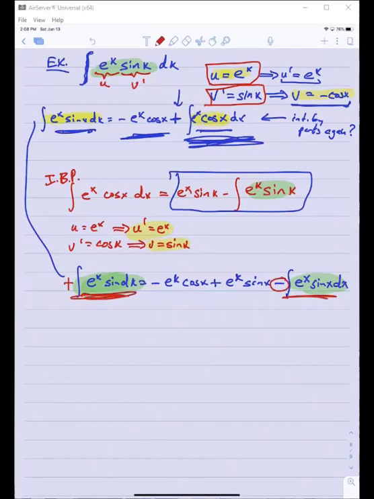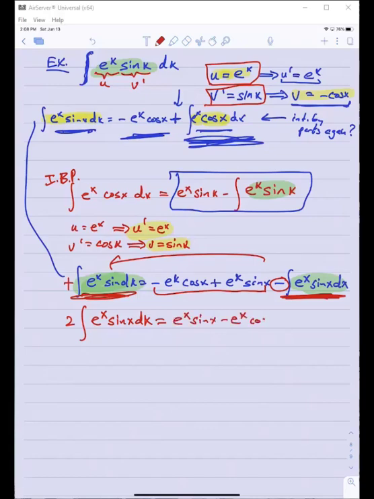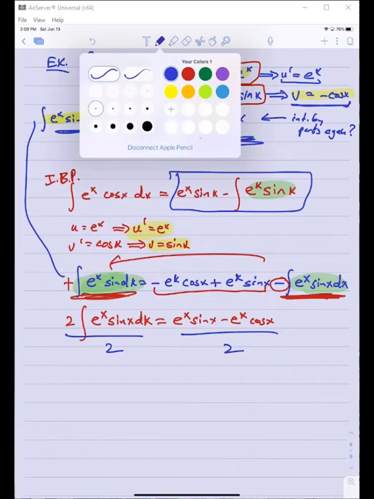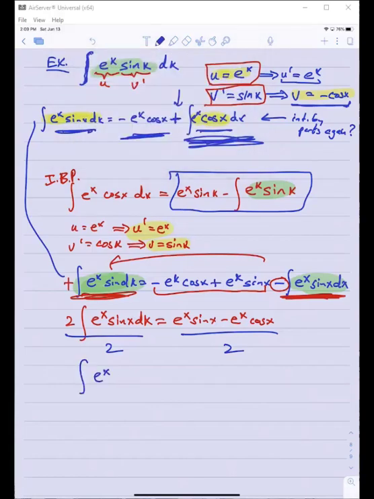If I put these two together on the left side of the equation, that is, I add the integral of e to the x sine x, then you do notice that I'm going to have two of them on the left. And then on the right, I'm going to have these two terms. Let's call that e to the x sine x minus e to the x cosine x. What happens if I divide both sides by 2? Then, of course, on the left side, I get the integral of e to the x sine x dx, which is the integral I'm trying to figure out, equals e to the x sine x minus e to the x cosine x, over 2. And that is my answer.